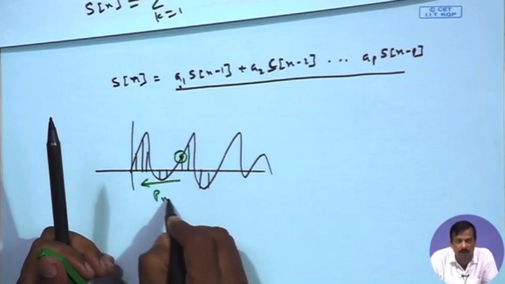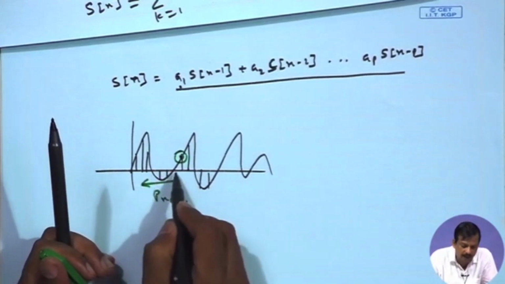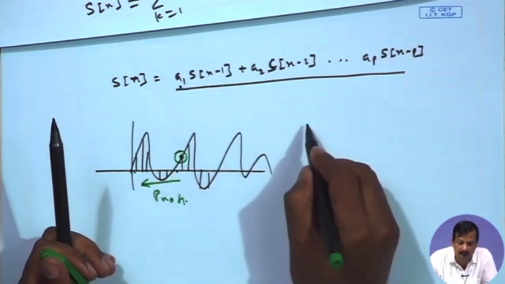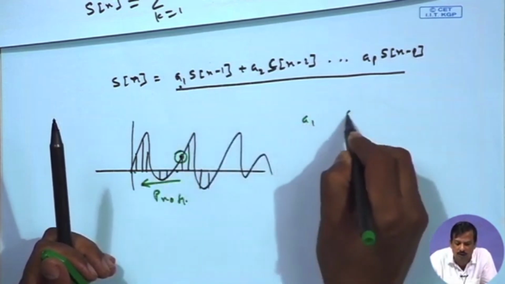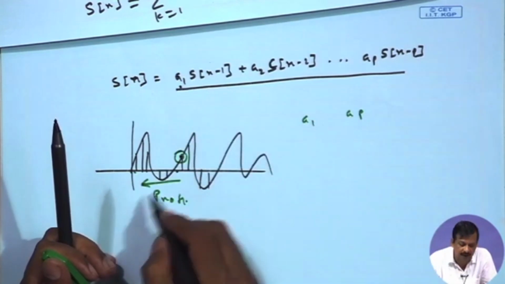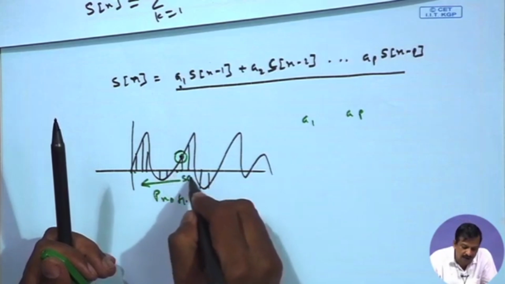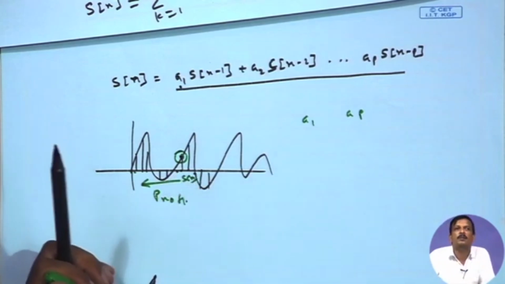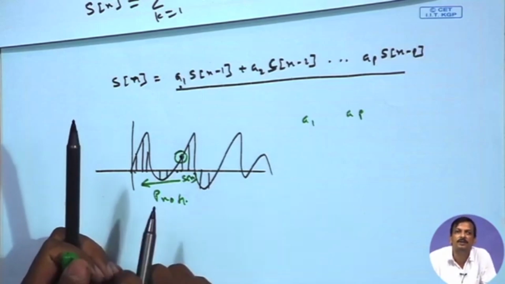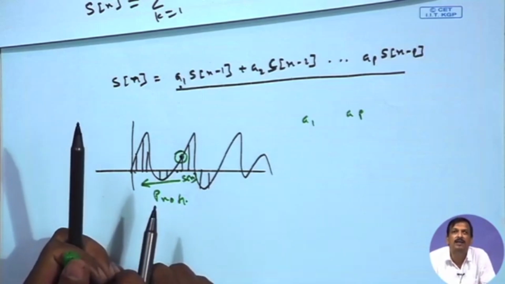p number of samples. So, if I get the previous p number of samples and the values of a1 to ap, then I can generate the current sample, S n. So, what is this? This is nothing but a linear prediction.